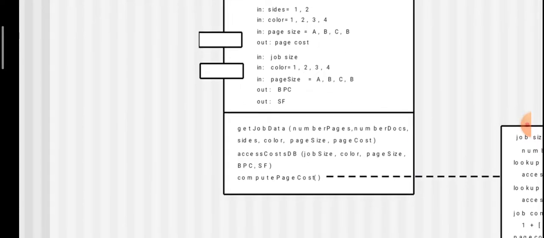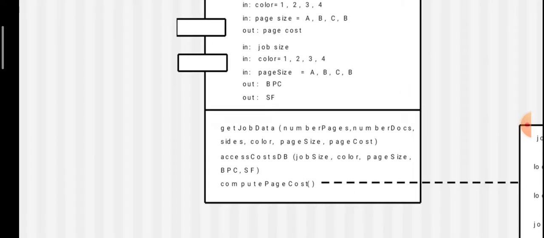Again the surface cost is also calculated by using SF. So how to get the job? In order to get the job done, it has to get data like number of pages, number of documents, sites, color, page size. And to access the cost, it has to get data like job size, color, page size, BPC, SF, and compute the cost.